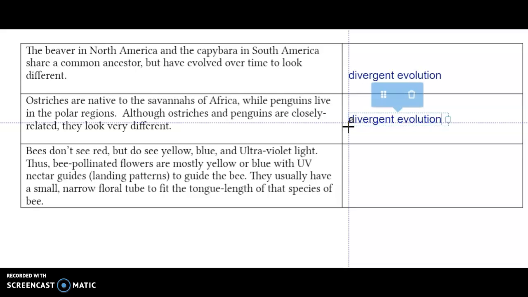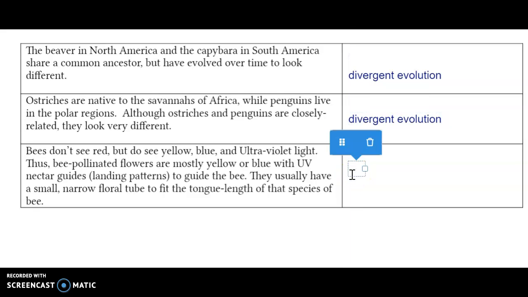And then last but not least, bees don't see red, but they do see yellow, blue, and ultraviolet light. Thus, bee-pollinated flowers are mostly yellow or blue with UV nectar guides. They make landing patterns for the bees. It guides the bees in. They usually have a small, narrow floral tube to fit the tongue length of the species of bee that is going to pollinate them. So they match up over time. They've evolved together. So that is co-evolution.